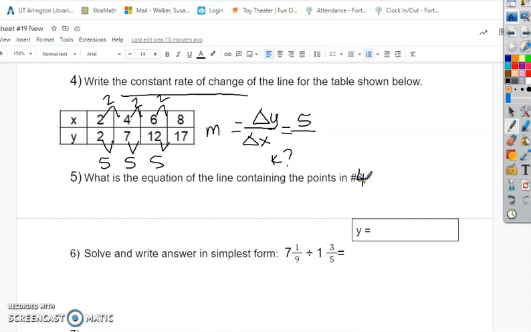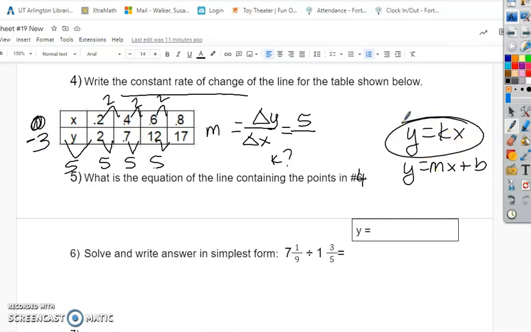Okay, what is the equation? So I don't know yet if it's y equals kx or y equals mx plus b. If it's kx, that means it's going to be proportional, so I have to take the table back. 8 minus 2 is 6, minus 2 is 4, minus 2 is 2, 2 minus 2 is 0. Okay? 17 minus 5 is 12, minus 5 is 7, 7 minus 5 is 2, 2 minus 5 is negative 3. So this is not proportional. Okay, this is not proportional.